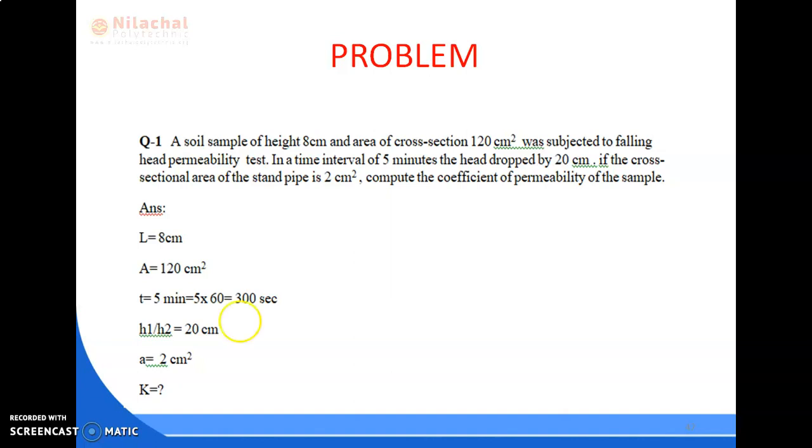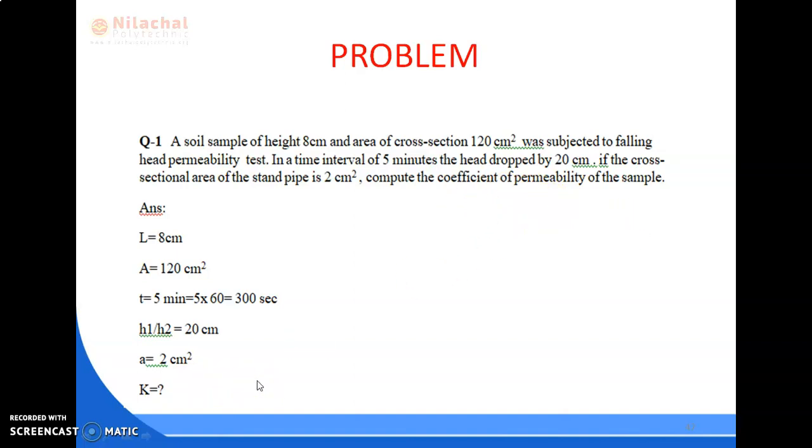So the first step is to find the given data. The length or height of the soil is 8 centimeter. The area of the soil specimen is A equal to 120 centimeter square. Time t equals 5 minutes, which we convert into seconds, this is 300 second. The head drop is given directly, h1 by h2 is 20 centimeter. The area of the standpipe is small a equal to 2 centimeter square. Finally we have to find the coefficient of permeability, k equal to question mark.